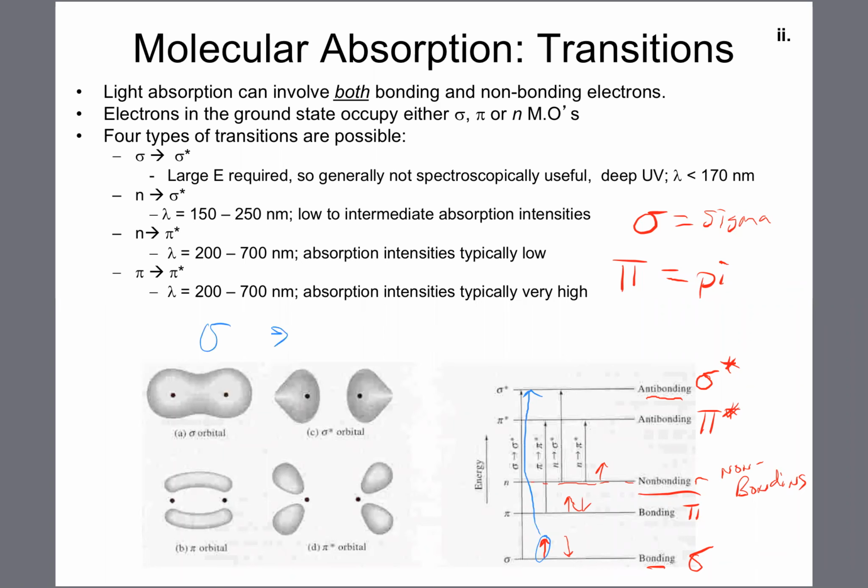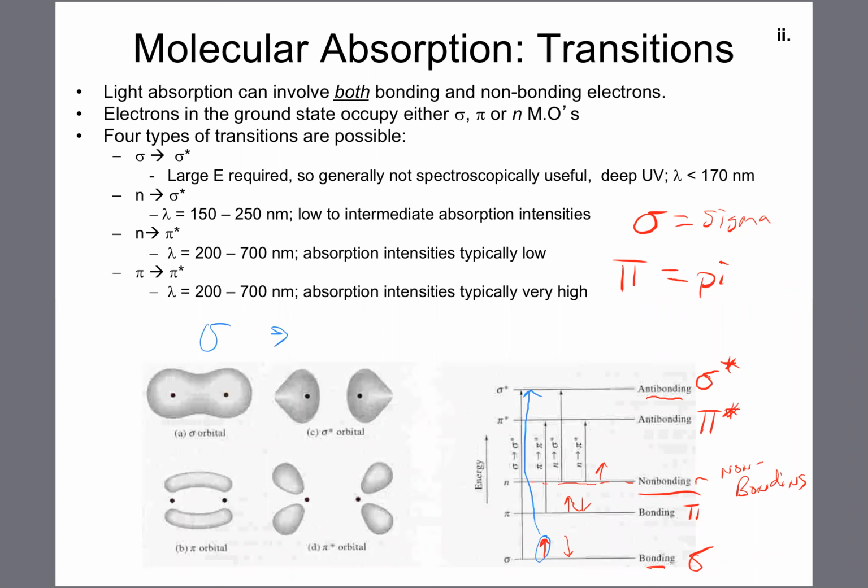And as it turns out, if you're promoting an electron from sigma to sigma star, you're basically breaking a sigma bond. There's a very good chance you're doing that. And your molecule may just fall apart, right? So we don't use that one all that much, but nonetheless, it's a possibility.